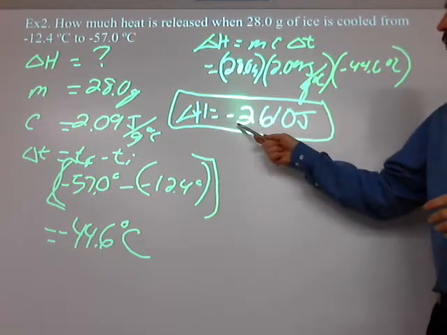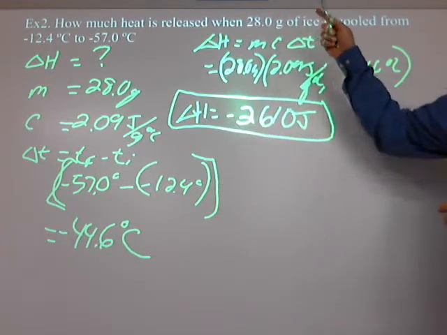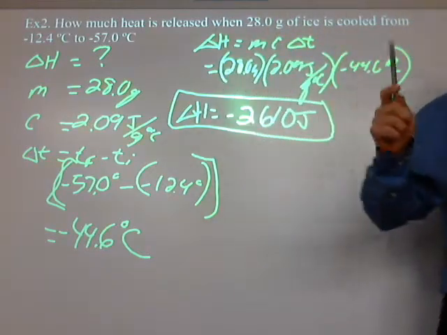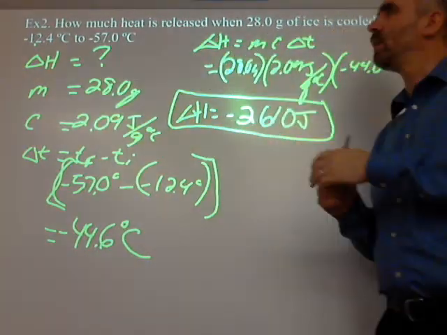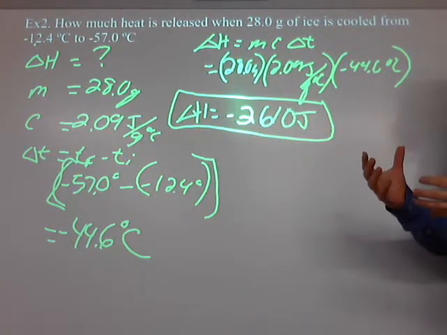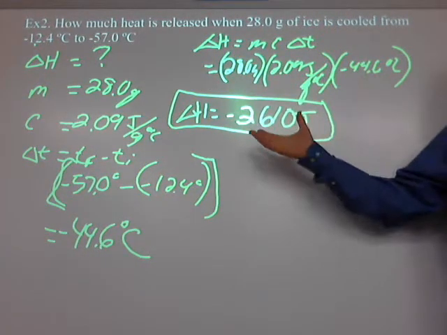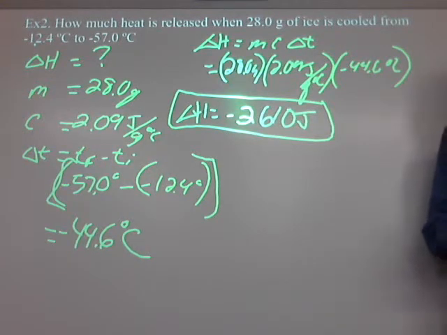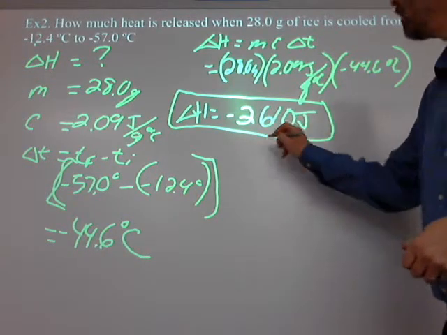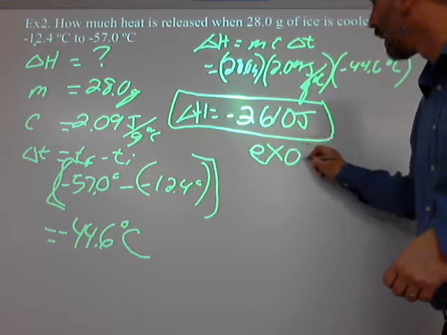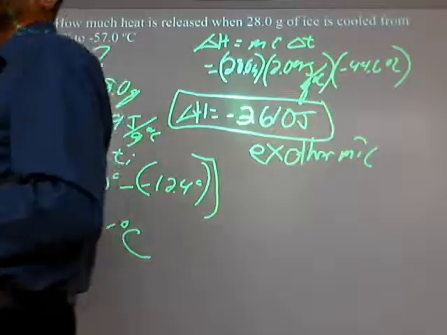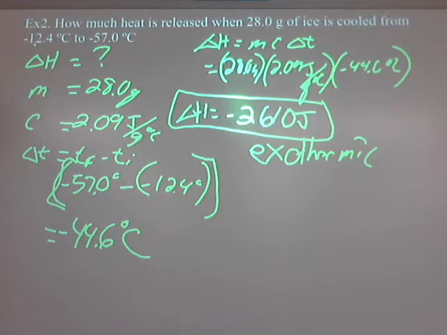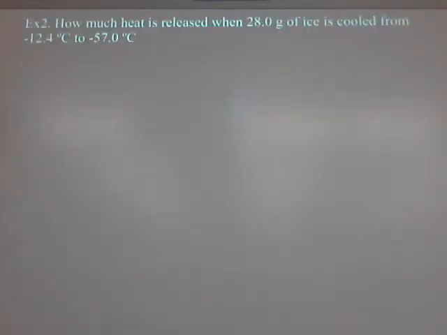I got a negative answer for this. Read what happened in the question. This stuff went from negative 12 down to negative 57. Did it absorb energy to become negative 57, or did it have to give off energy to become negative 57? It had to give off. So that makes this one what? Exothermic. You should write exothermic down next to the answer to this one, and the previous one we just did.